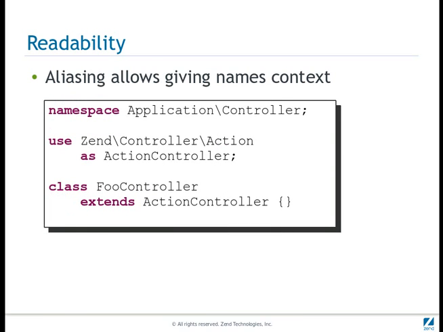I can also use aliasing to give context. I used this example earlier only with 5.2 code, but use Zend Controller Action as ActionController. So class FooController extends ActionController. That's really easy. It's much easier than extends Zend Controller Action or extends Action. Those don't have a lot of context, but the context of ActionController tells me what type this is.